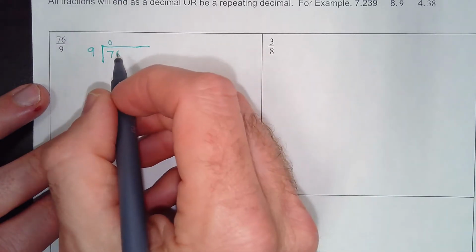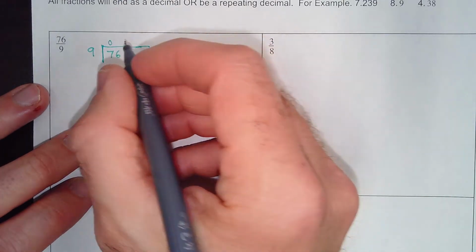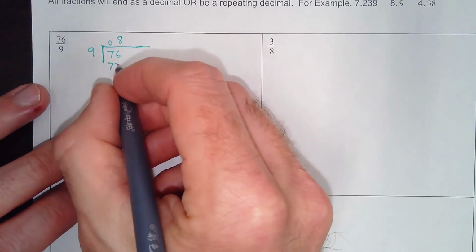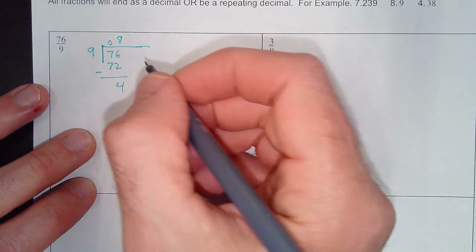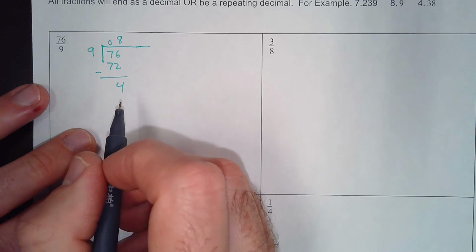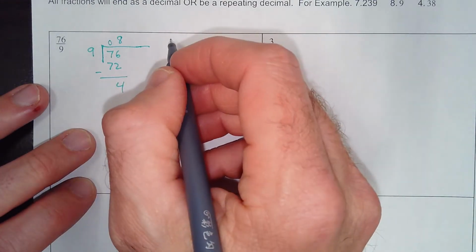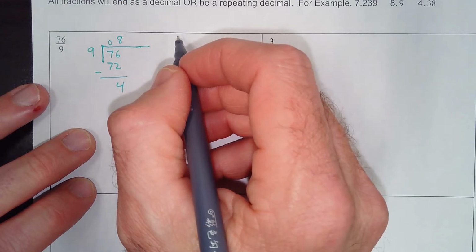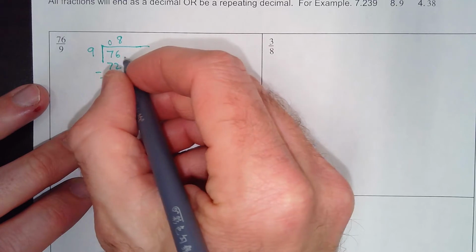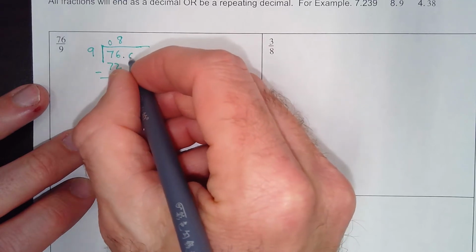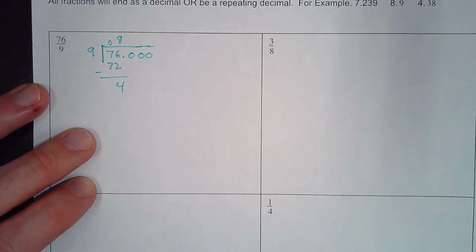So now we say, how many times does 9 go into 76? Well, 9 times 8 is 72. That leaves us 4 left over. Now, when you very first started dividing, you would have said 8, remainder 4. But now we're going to keep going. The way you do that is you turn 76 into a decimal by putting 3 decimal places. That will be enough for what we're doing.